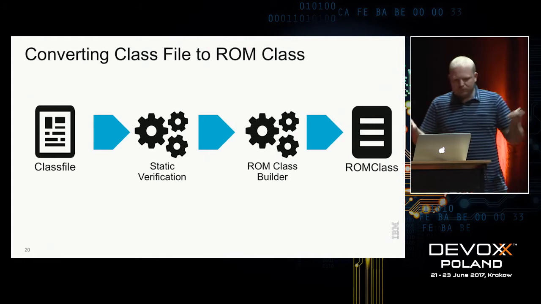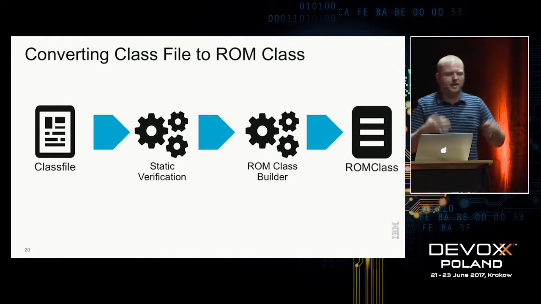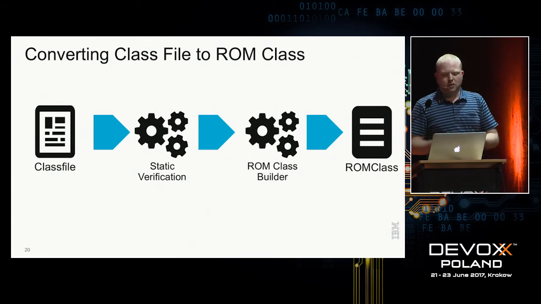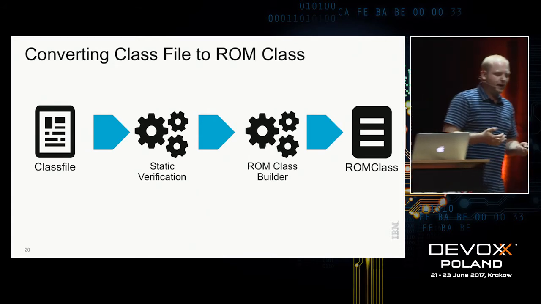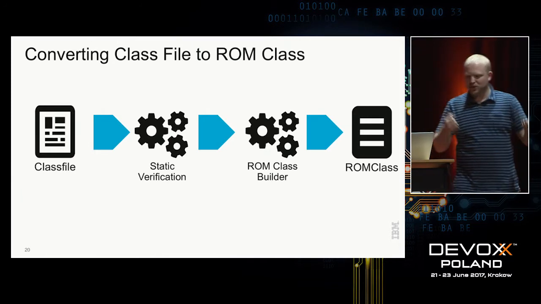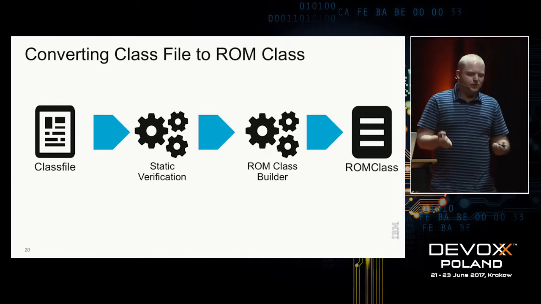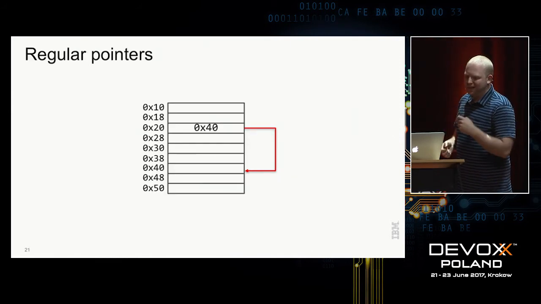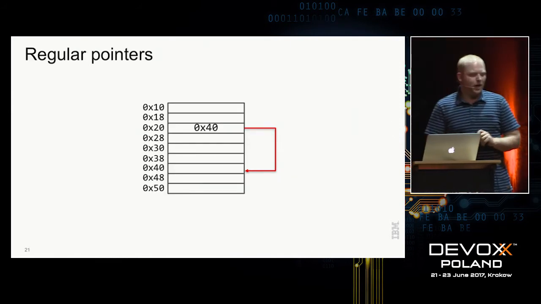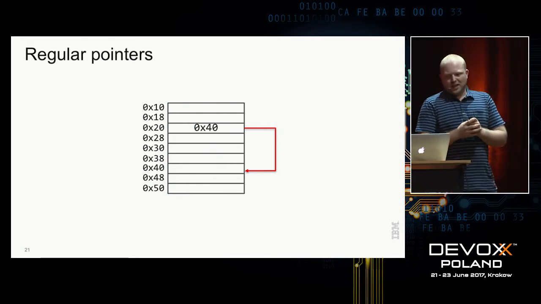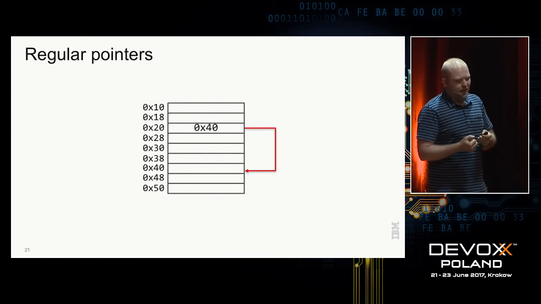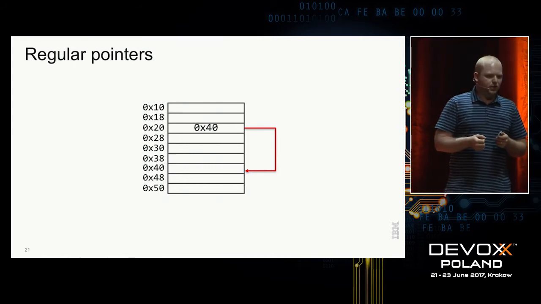And so we have this ROM class builder that takes care of restructuring the data from a class file into the optimized data structure. And I could talk more about that conversion algorithm, but as I mentioned before, it's better to look at the data structure than the algorithm. But before we look at the ROM class structure, I want to look at pointers, because ROM classes use this neat trick that you might actually find useful in many other contexts.